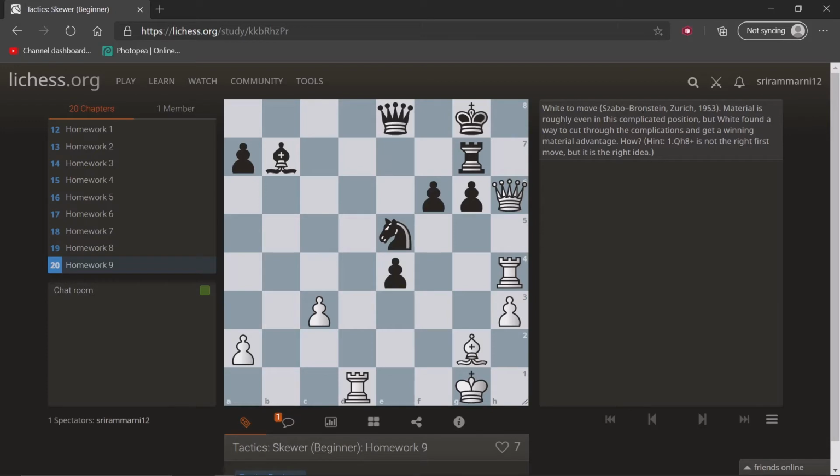And white to move. Material is roughly even in this complicated position, but white found a way to cut through the complications and get a winning material advantage. How? You can read this hint. And that's going to be the last homework position.